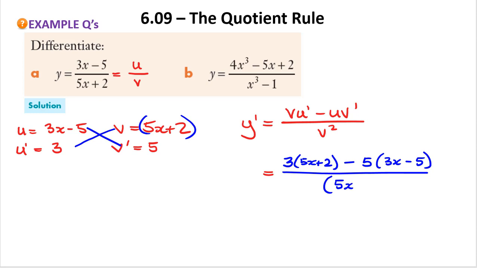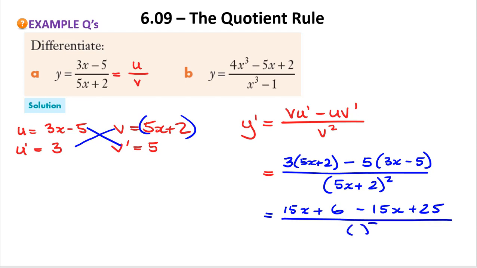Now, whenever you have a v as a binomial like it is in this question, there is never really a time where you're going to have to expand this out. So once you've done this v squared bit and put the power of 2 here, you're kind of done with that. All we're doing now is tidying up this top part and simplifying it as much as we can. So we're going to expand those terms out. We've got 15x plus 6. Here we're going to have minus 15x. Now minus 5 times minus 5 is plus 25.